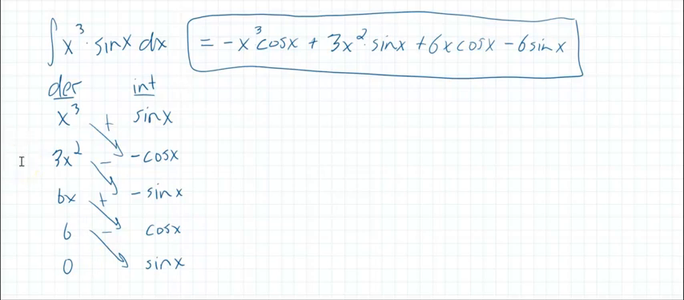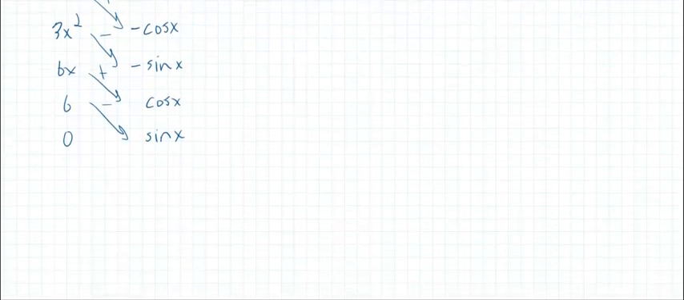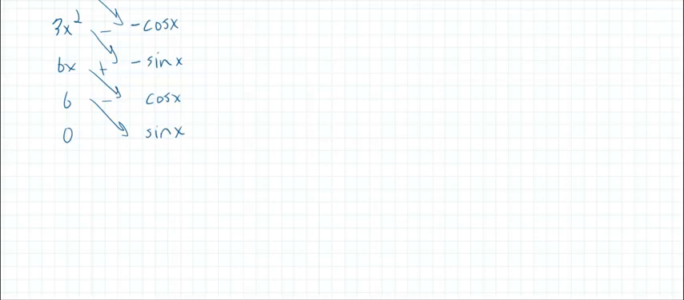Do we have time? I think we do have time for one more. All right, so the next one we're going to do is going to be the integral of x squared times e to the 3x with the dx.